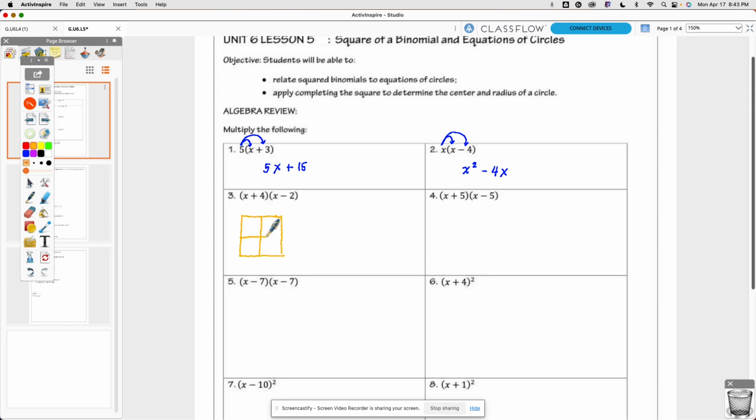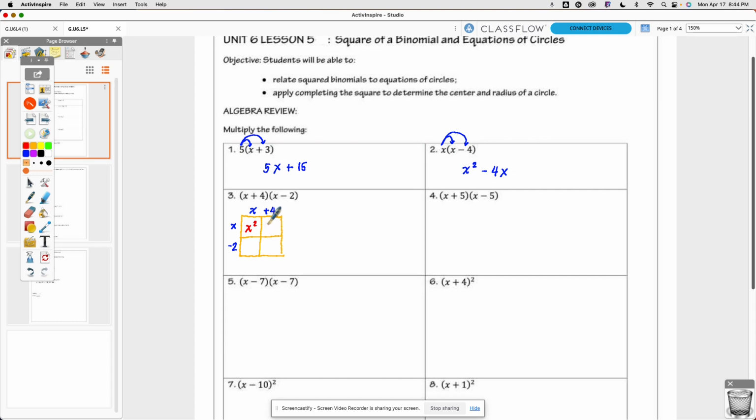Okay, so we have a box here, a 2 by 2 box. Now, we are multiplying x plus 4. So we'll write down x plus 4 on top. And we multiply that by x minus 2. Okay. Now, to find the entry for each cell, we will multiply whatever is on top times the side. So for the first box here, we multiply x times x. So x times x will give us x squared.